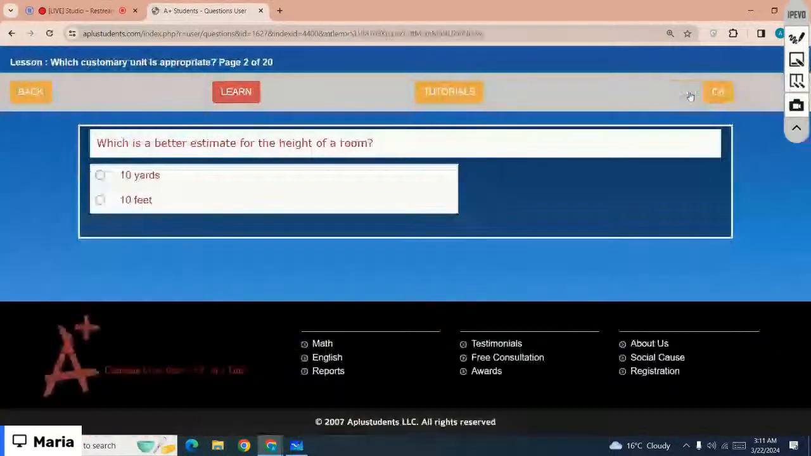The next one is which is the better estimate for the height of a room? Which is the correct option? 10 yards or 10 feet? The correct option is 10 feet, right? Because 10 yards is too much for the height of the room.